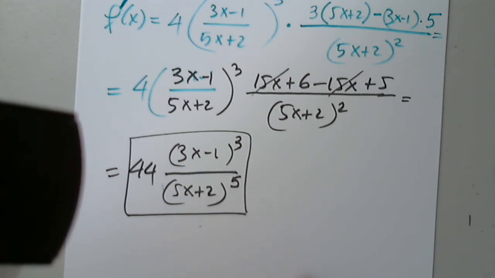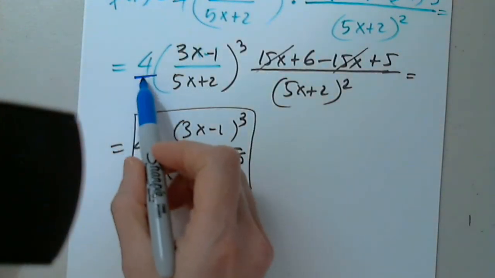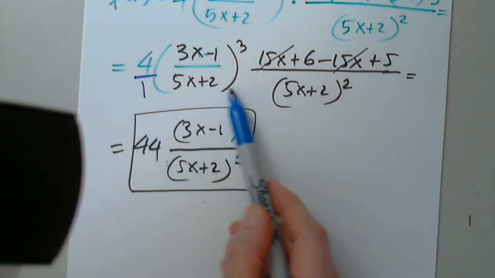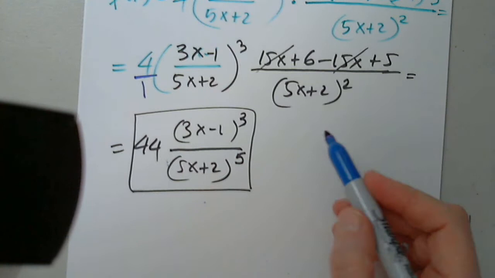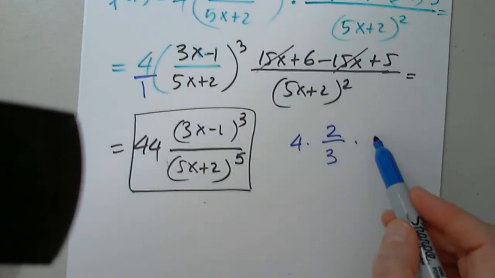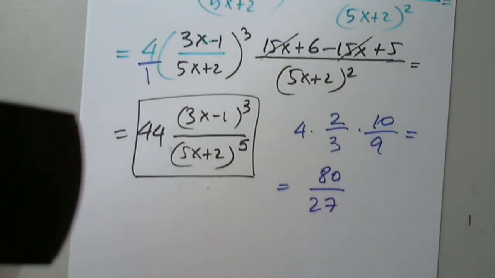Yeah, but that's the same thing. So this is 4 over 1. I can multiply everything I have in the numerator. I can multiply everything I have in the denominator. That's how the product works, right? So if I have 4 times 2 over 3 times 10 over 9, can't I say 80 over 27?